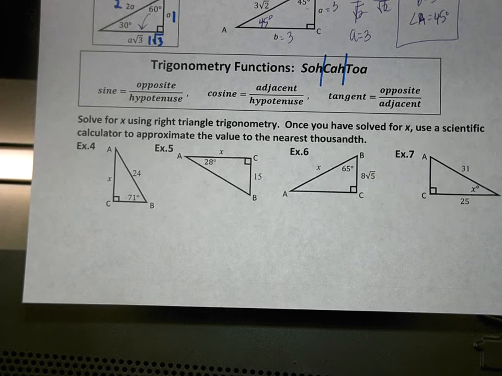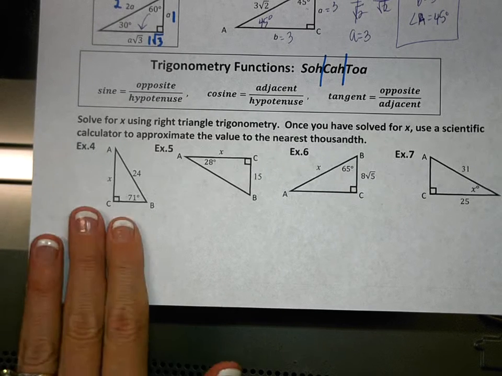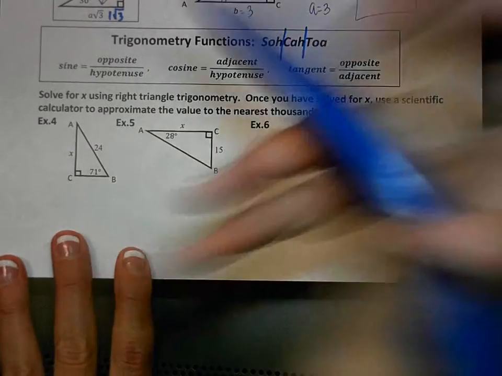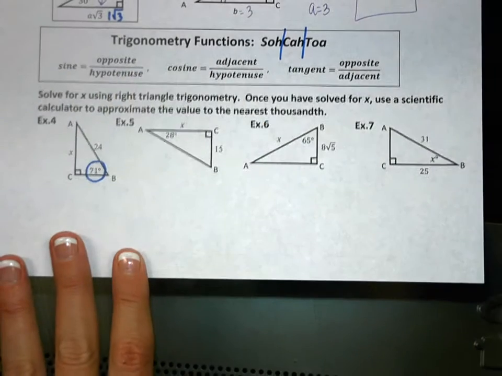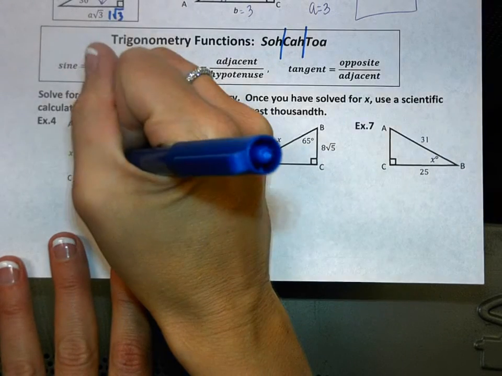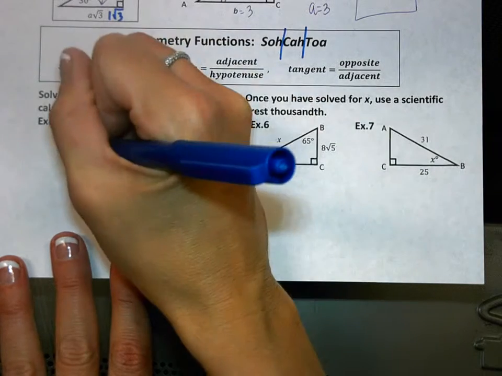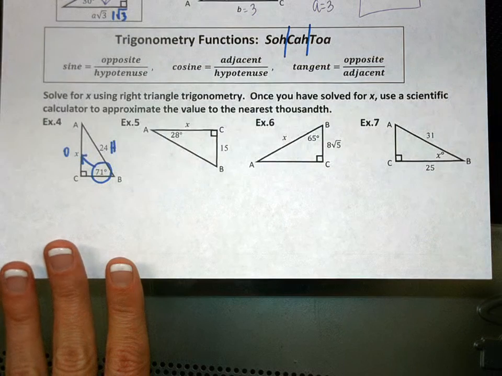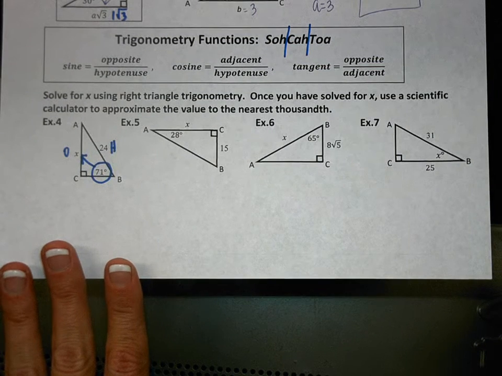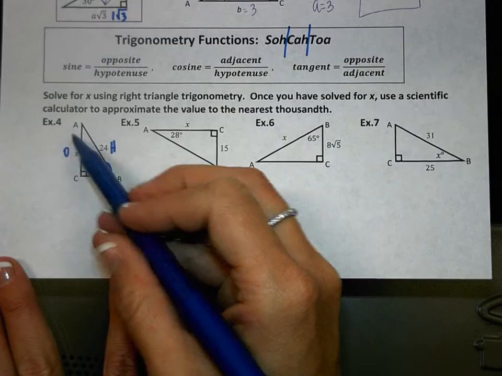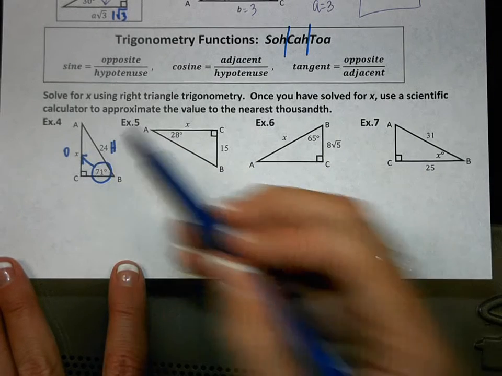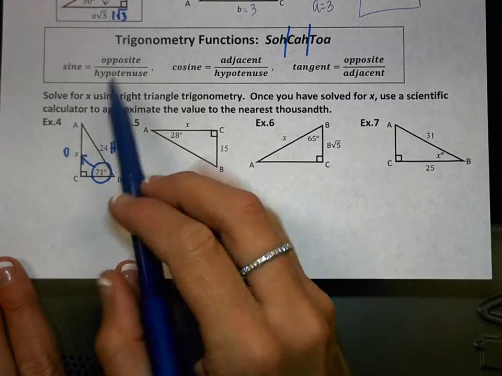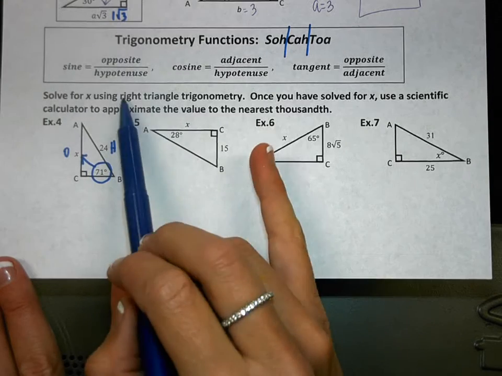Okay? So we're trying to find x here on example 4. And so the first thing that you would do is, okay, I know 71 degrees. And if you look at this, we are trying to find what is opposite, and 24 is the hypotenuse. Is everybody okay with that? Does that make sense? So the x is opposite of the angle we know, and 24 is hypotenuse. So therefore, which trig function should I use? Good. Your sine, your SOH, because that's the one that has opposite over hypotenuse.